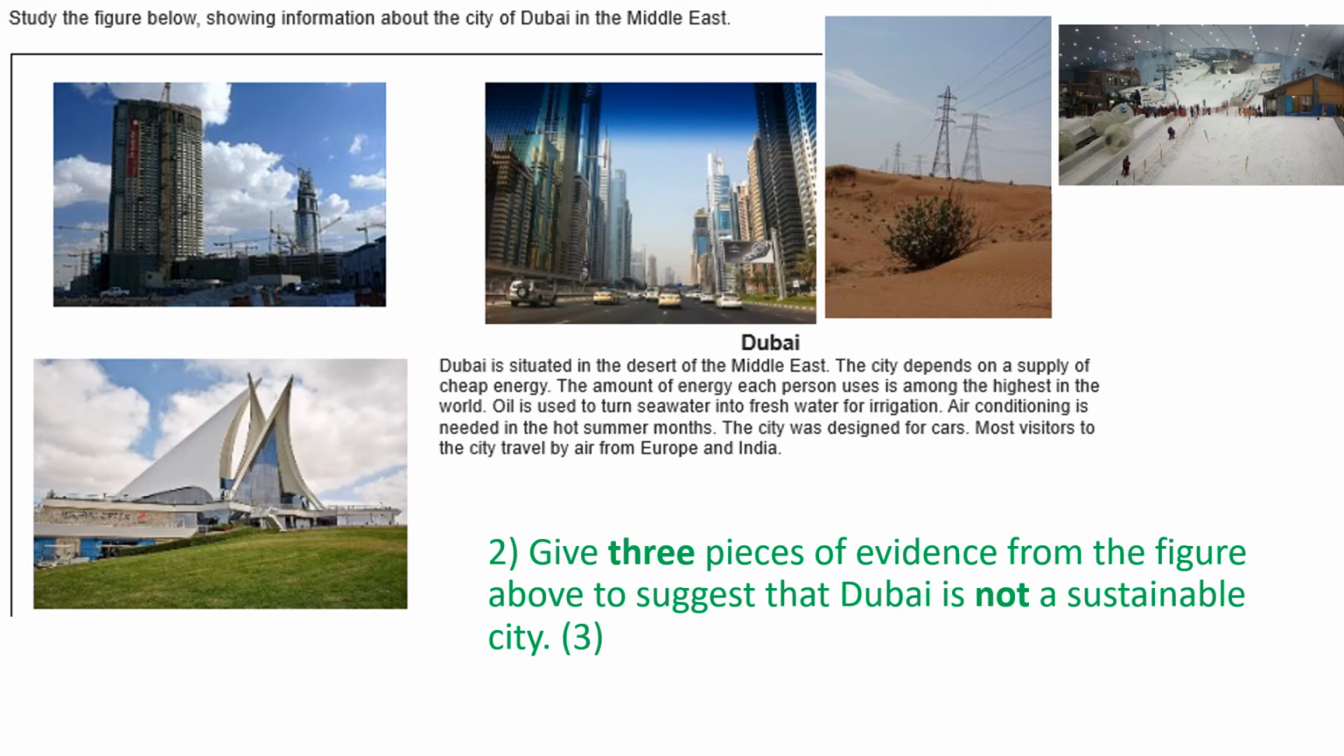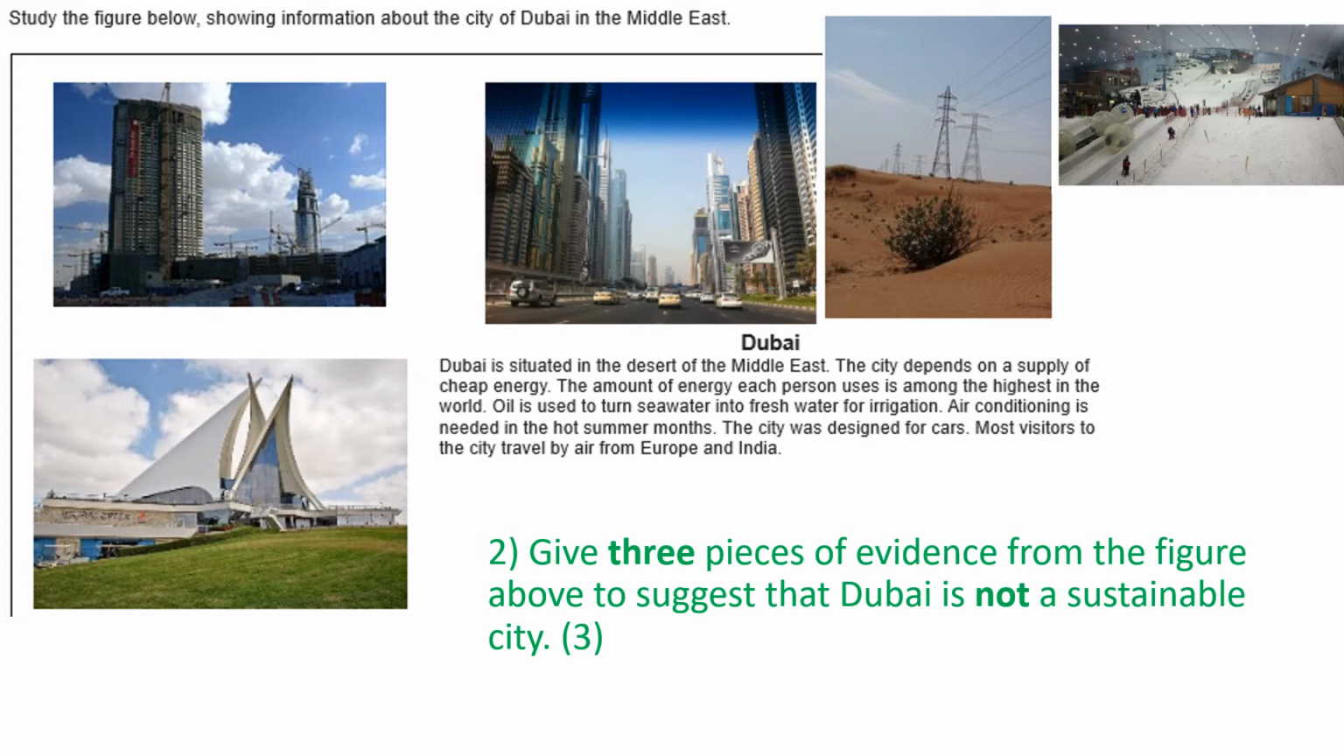Most visitors to the city travel by air from Europe and from India. So think about the distances. They're coming from a long way away and they're coming by air on aeroplanes. And think about the energy used in getting a plane up in the air, travelling all those distances, a huge amount. So we're looking for 3 pieces of evidence.